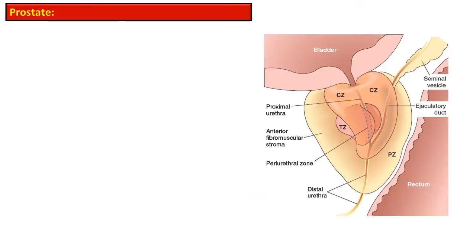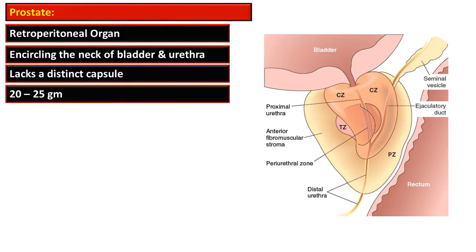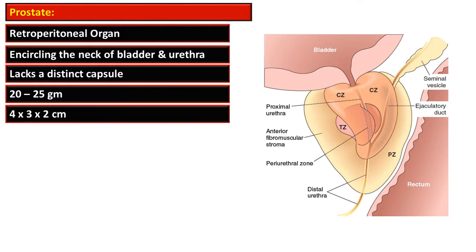The prostate is a retroperitoneal organ and it encircles the neck of the bladder and urethra. There is no distinct capsule of this organ and it roughly weighs about 20 to 25 grams, while the dimensions of this prostate gland are 4:3:2 centimeters.